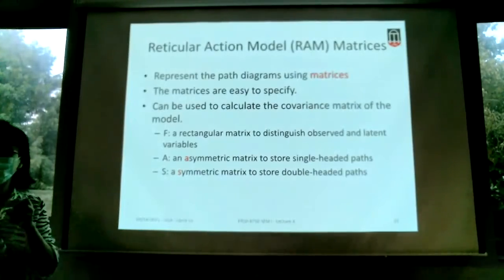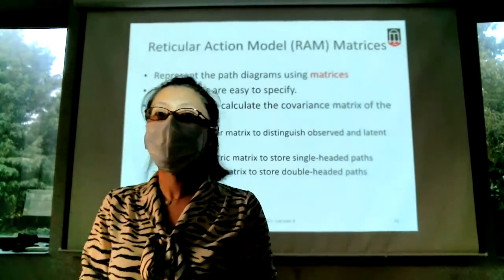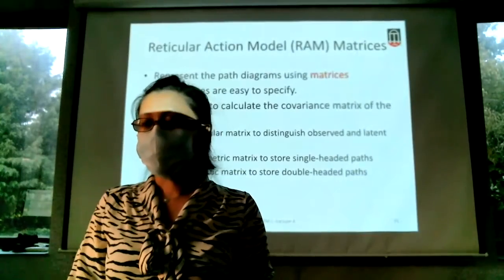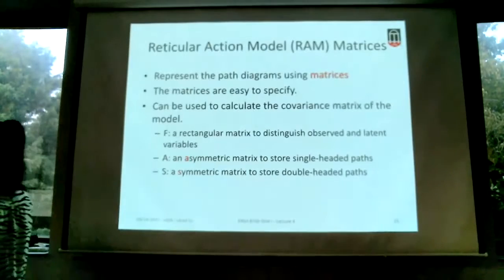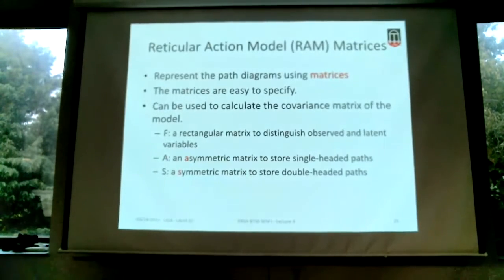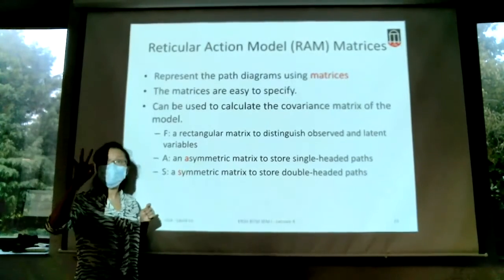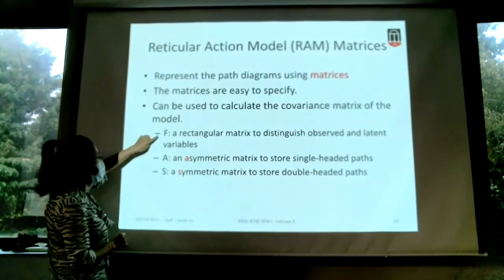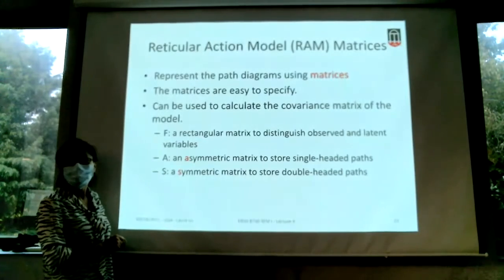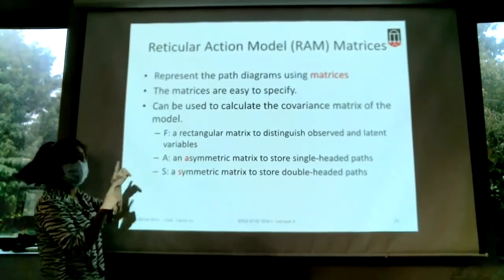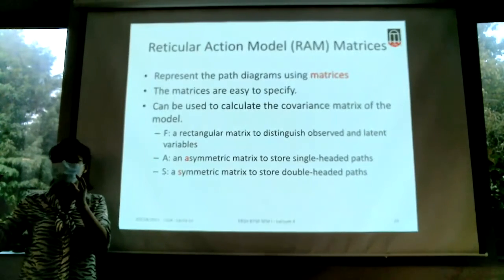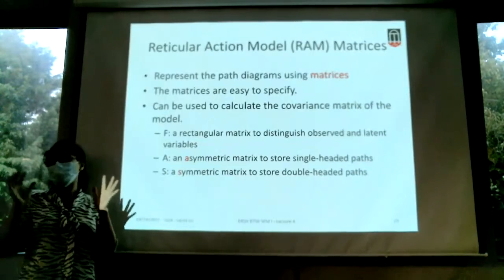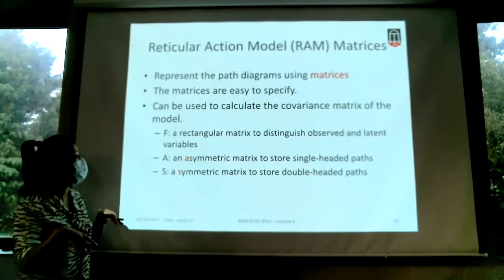Actually, all of this computer software, whether you use Mplus or R or any other software, uses this method because it is very easy for a computer to do the calculation. In order to use this method, you have to figure out three matrices: F, A, and S. That's it. First step, you figure out these three matrices, and then you combine them using a formula. I will give you the formula. And the next part is just the calculation. It's really easy.